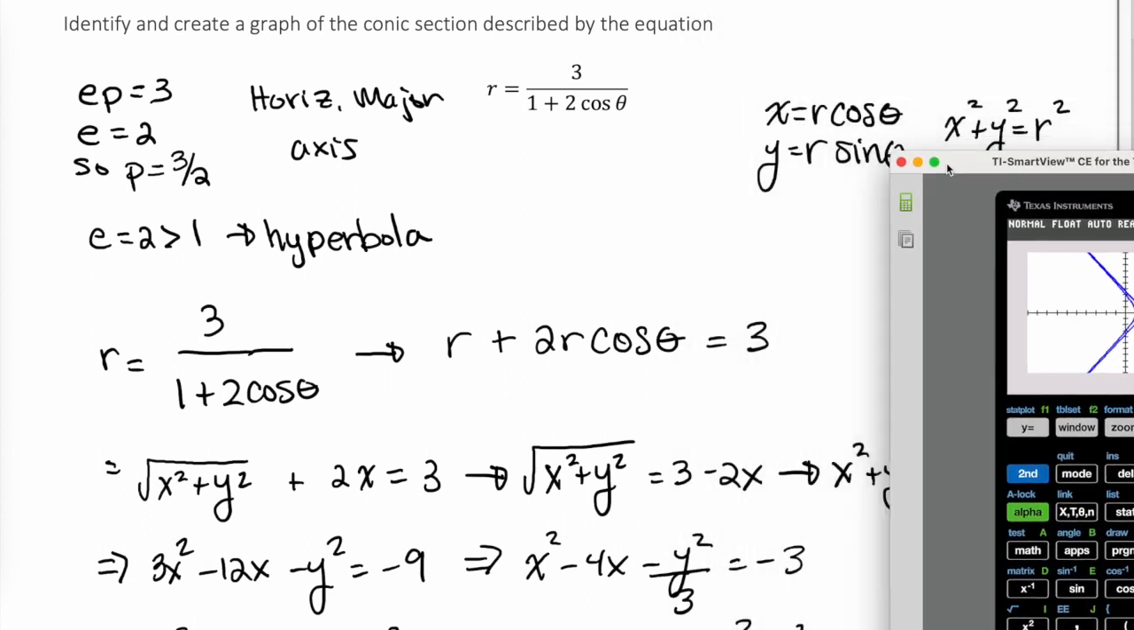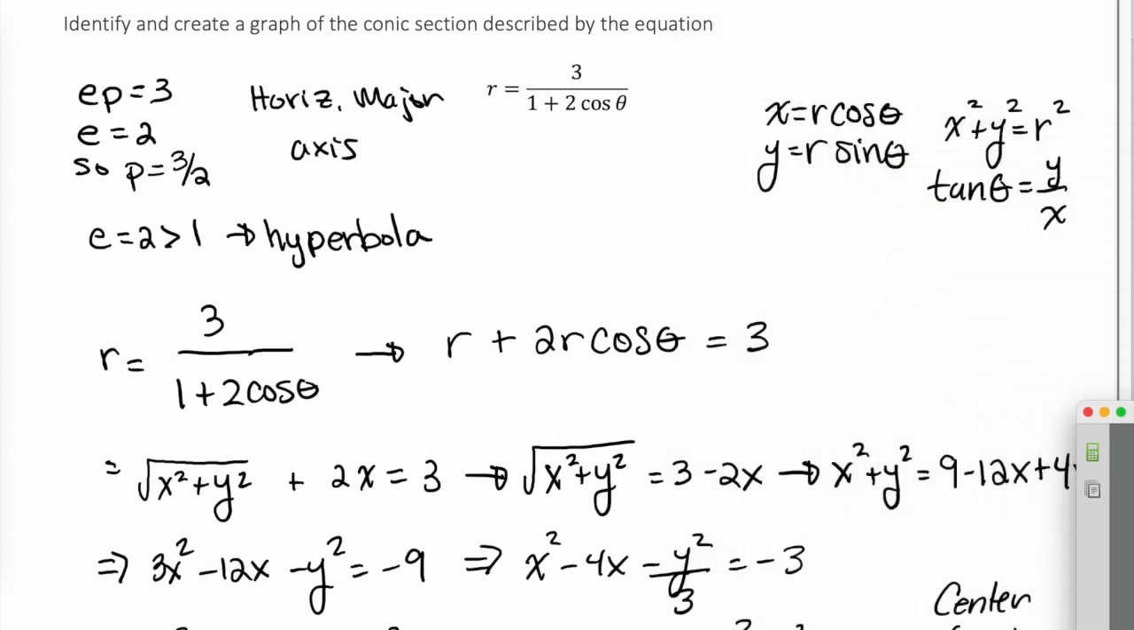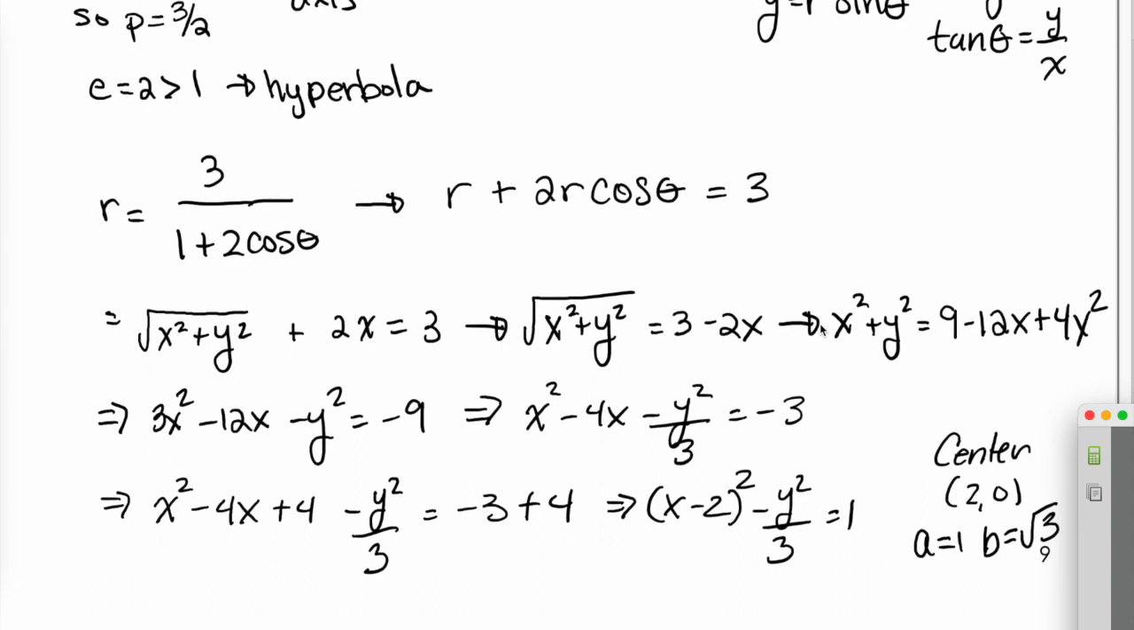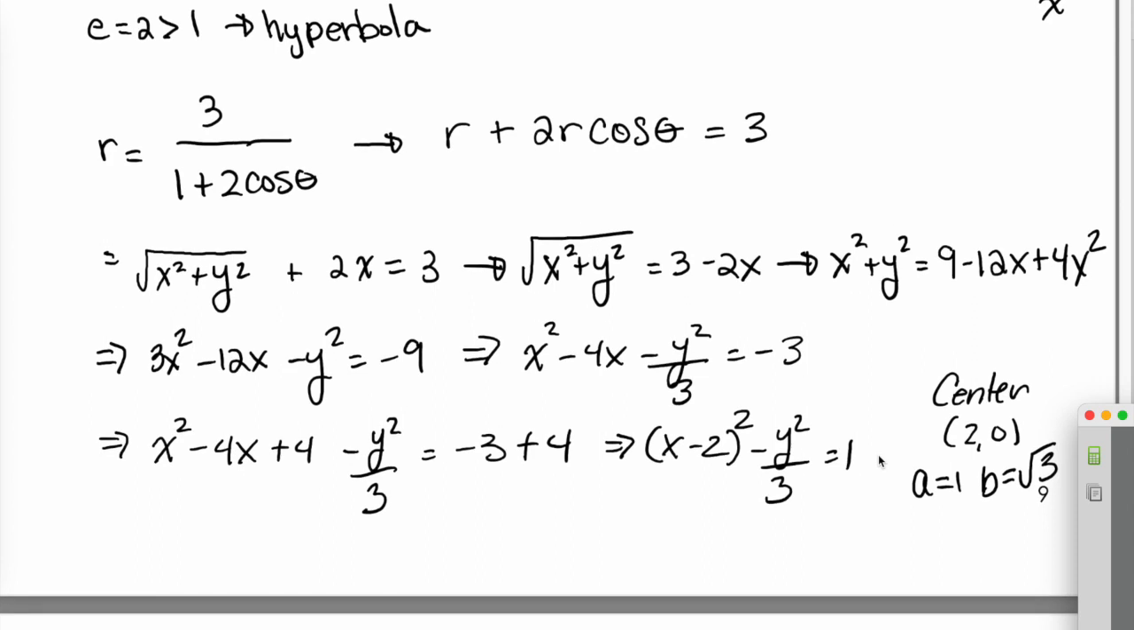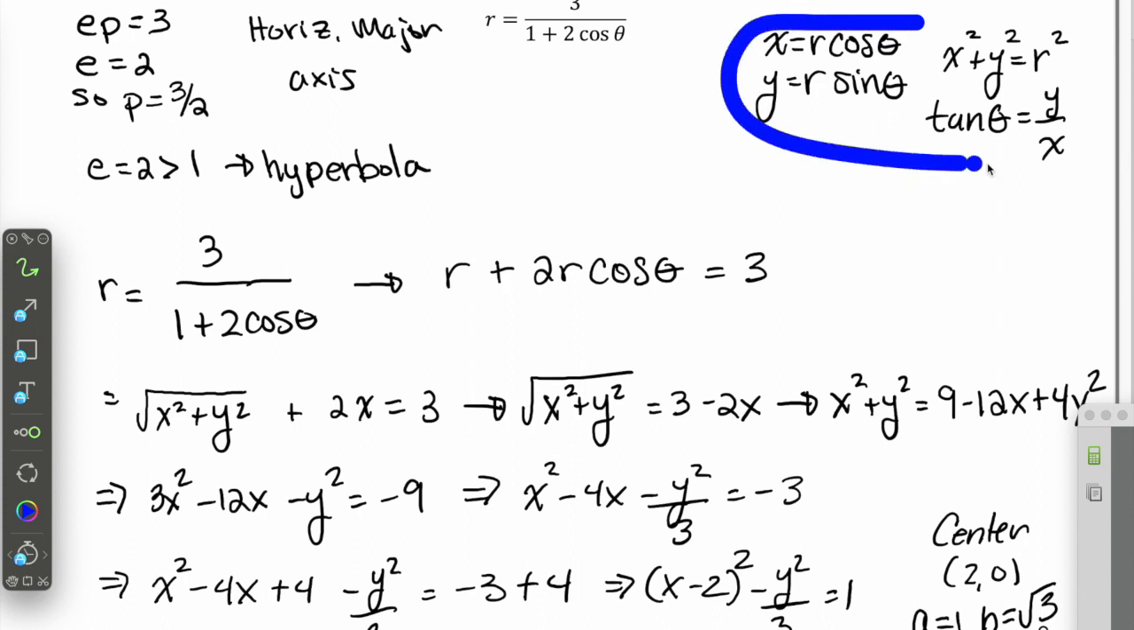Okay, now that we've graphed it, even though the question doesn't ask us to do this, I think it's a good idea just to practice to put this in rectangular form, and then we can actually identify some of the major features of the graph from the rectangular coordinates as well. These are the resources that we have here to help us translate it into rectangular form.